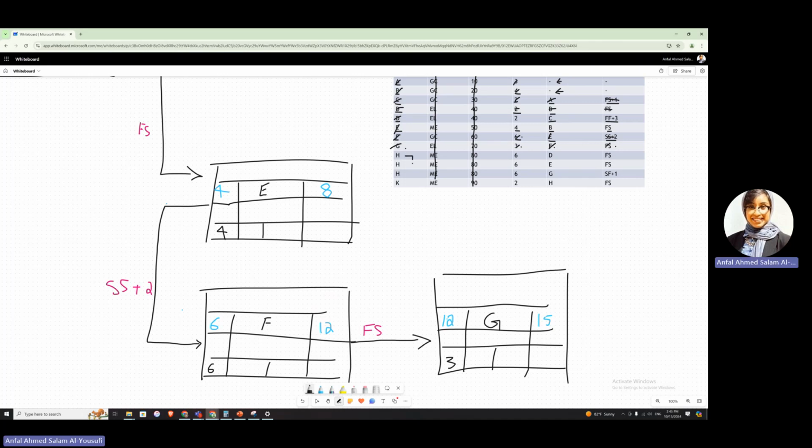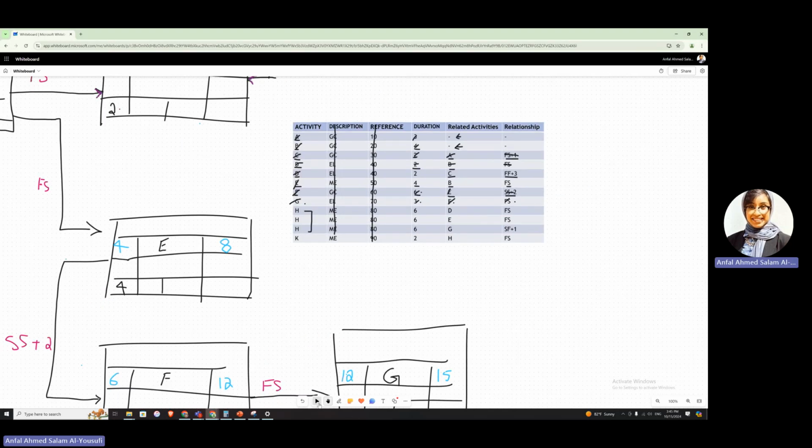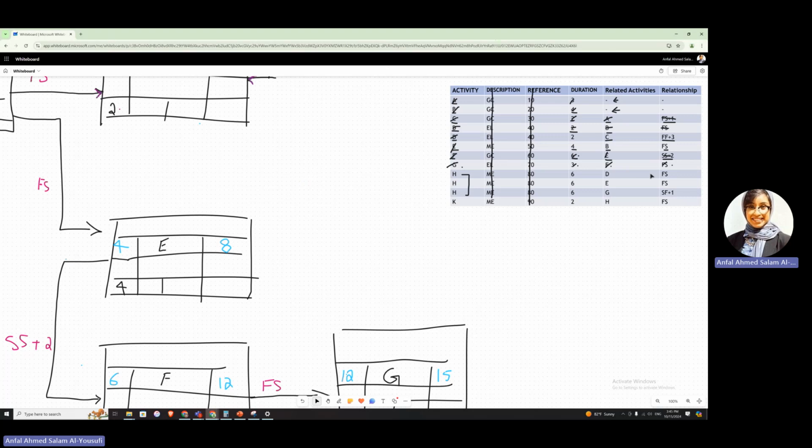H. We have 3 H's. One coming from D, one coming from E, one coming from G. And here it is, let's do the first one. Let me just do one at a time. Okay, so the first one coming from D and it is finish to start. Okay, so I'll be drawing it somewhere here in between.